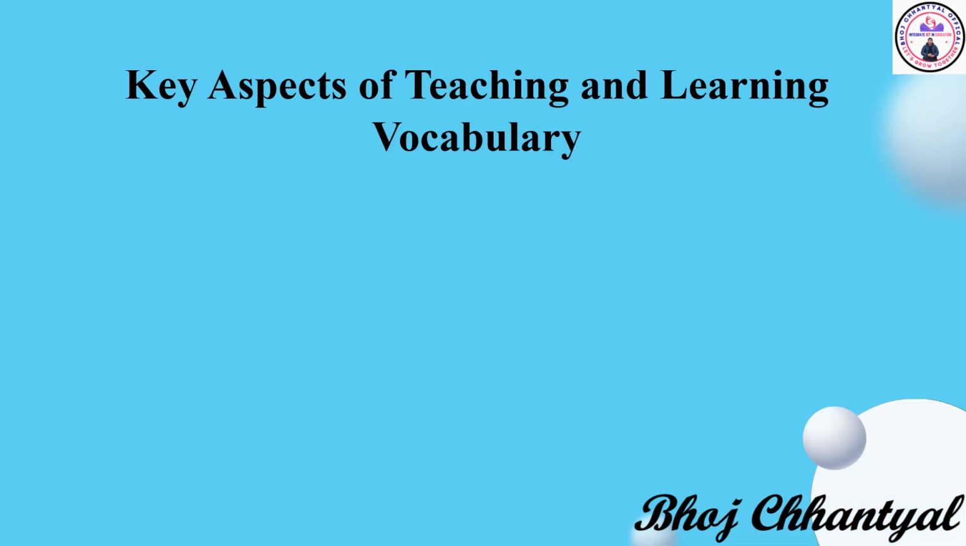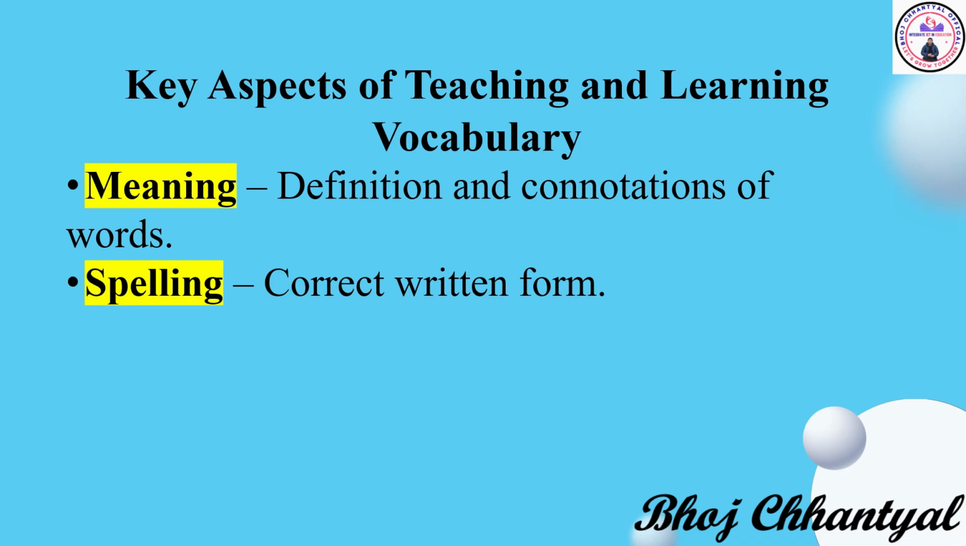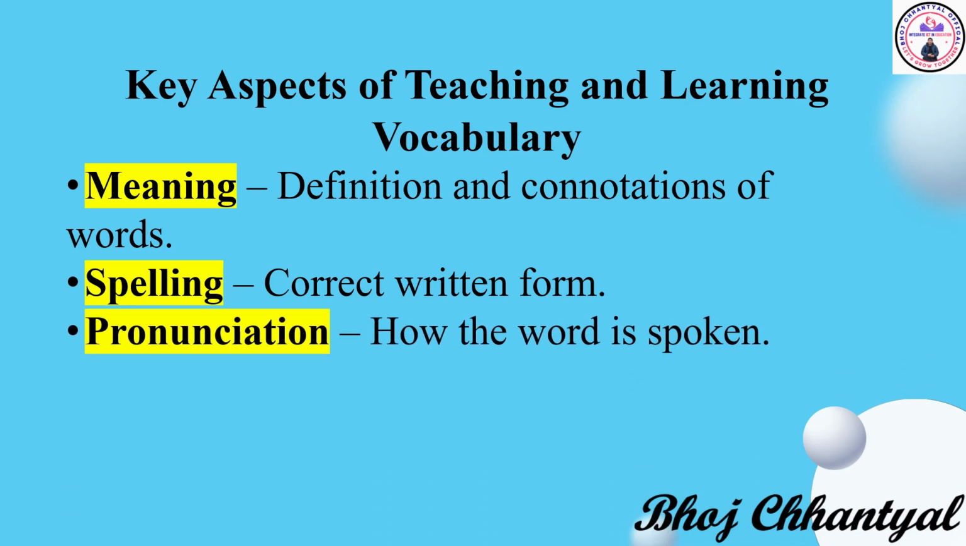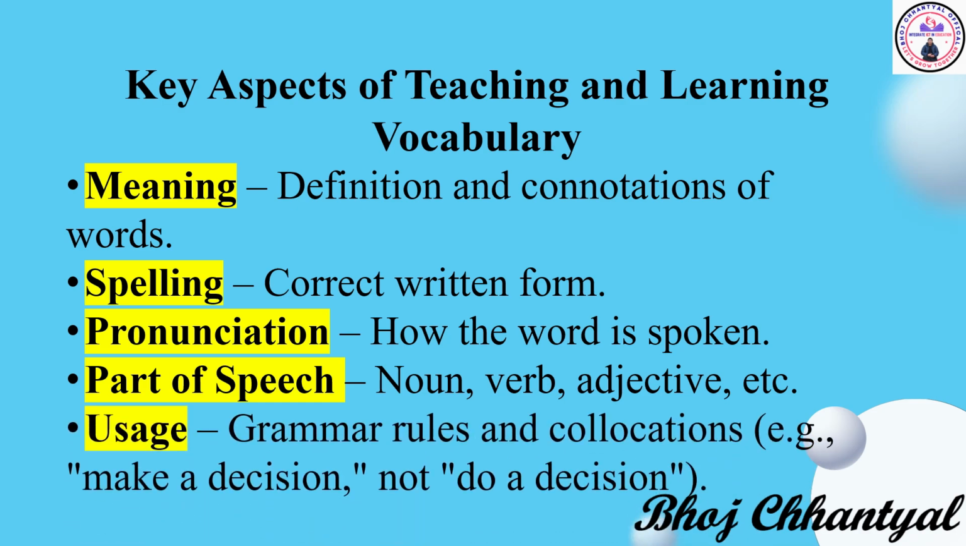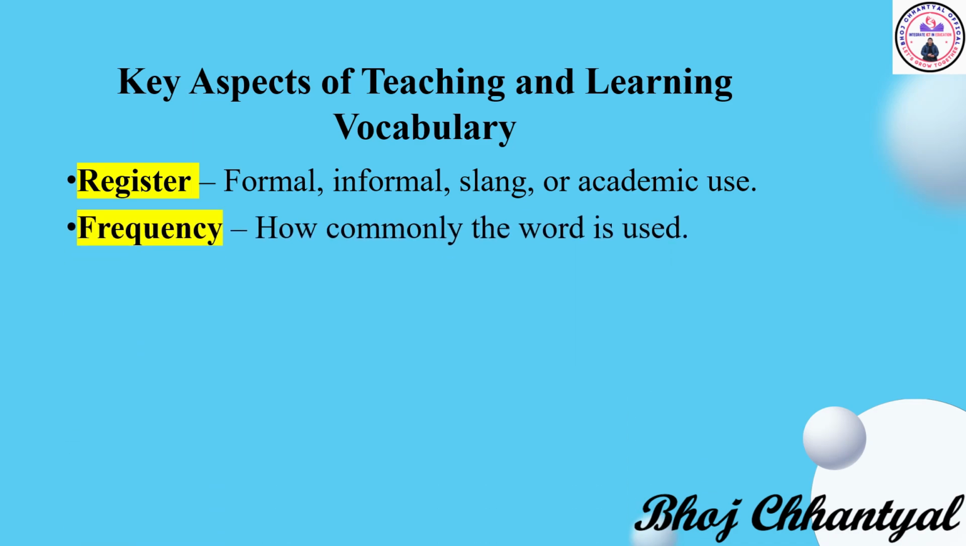Key aspects of teaching and learning vocabulary. Meaning, definition and connotations of words. Spelling, correct written form. Pronunciation, how the word is spoken. Part of speech, noun, verb, adjective, etc. Usage, grammar rules and collocations, e.g., make a decision, not do a decision. Register, formal, informal, slang, or academic use.